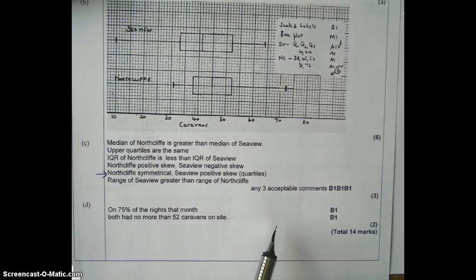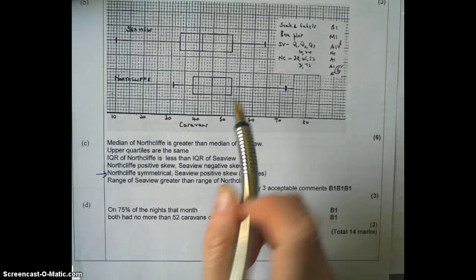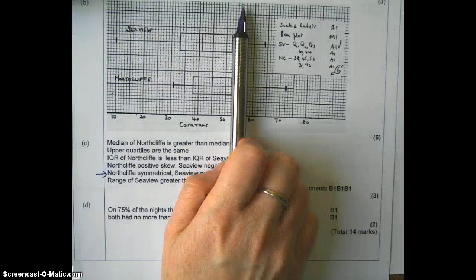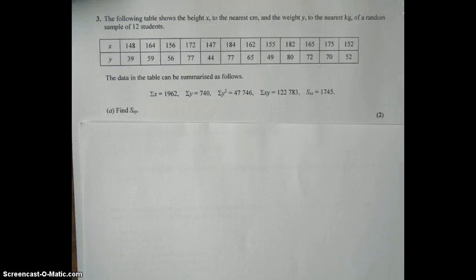So 1 mark would have been for knowing that it was 75% of the nights, and 1 mark for saying that it had no more than 52. That was the maximum. So the upper quartile was 52. So from there, 3/4 of the nights, or 75% of the nights, had no more than 52 caravans on site.